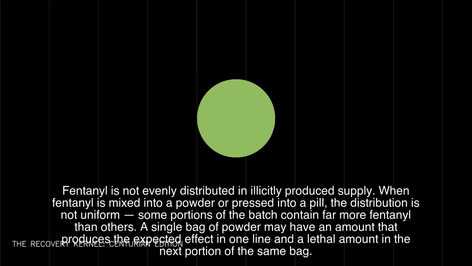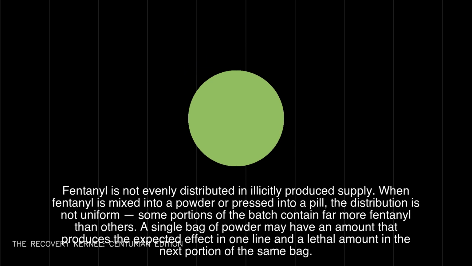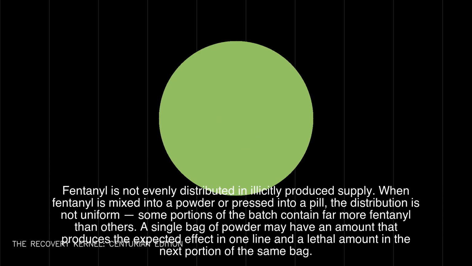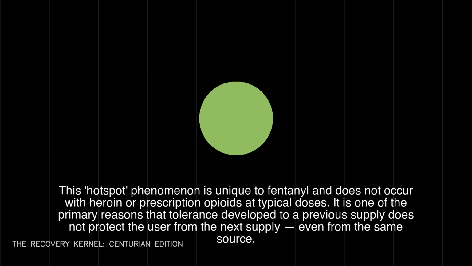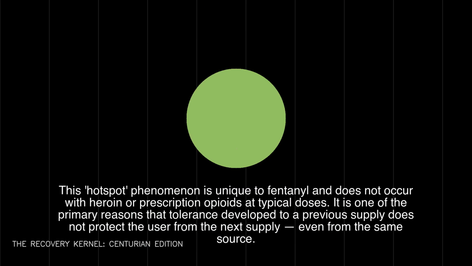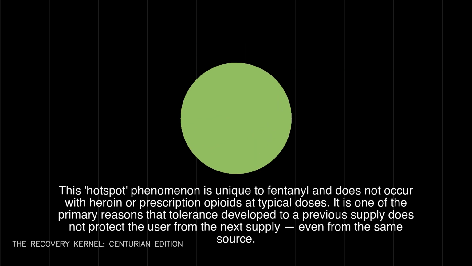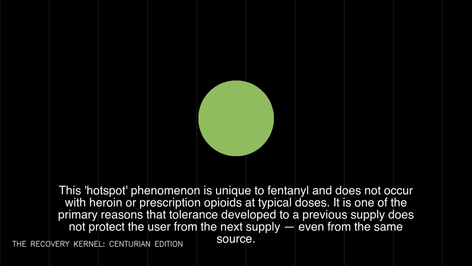A single bag of powder may have an amount that produces the expected effect in one line and a lethal amount in the next portion of the same bag. This hotspot phenomenon is unique to fentanyl and does not occur with heroin or prescription opioids at typical doses. It is one of the primary reasons that tolerance developed to a previous supply does not protect the user from the next supply, even from the same source. The hotspot problem means "I've done this amount from this source before" is not safety information for fentanyl.